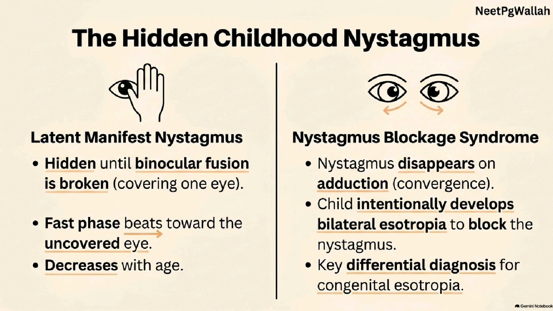Contrast that with nystagmus blockage syndrome. Here, the nystagmus disappears on adduction, meaning when the eye looks inward. Because of this, a child will intentionally cross their eyes, developing bilateral esotropia to physically block the shaking from happening. Recognizing this trick is a major key for differential diagnosis when you're trying to rule out congenital esotropia.